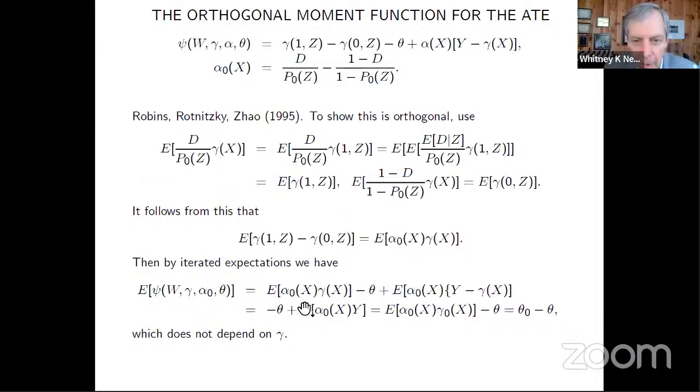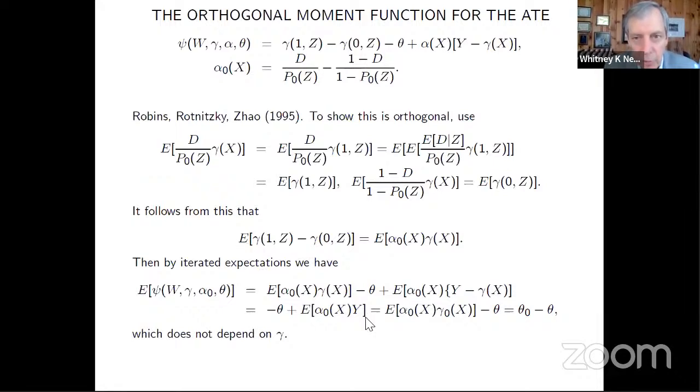We can write it out. We have here, we just cancel out, and the next step just cancels this with the second term, and gamma is gone, right? So there's no effect of this on gamma. It doesn't really matter what this is. I put in that this is a gamma naught here, but it doesn't really matter. Gamma's gone here, and so you have orthogonality. The first order effect of gamma on these orthogonal moment functions, the expectation of the orthogonal moment function, is zero. You're done. It's orthogonal.